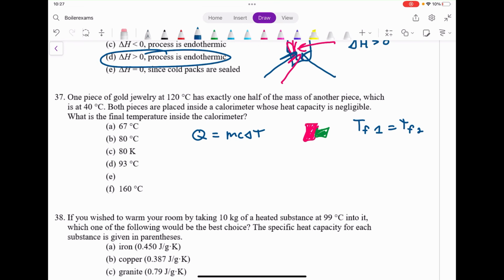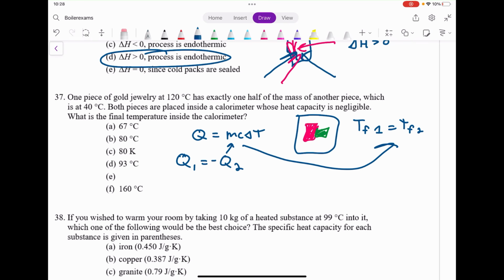The second noteworthy thing is that the heat gained by one has to be equal to the heat lost by the other. So this is kind of like a closed system. Nothing's coming in or leaving. So if we know this, we can just set the two mc delta t's of the two systems equal to each other and then solve. And also use this, which will make it from two unknowns into one unknown.